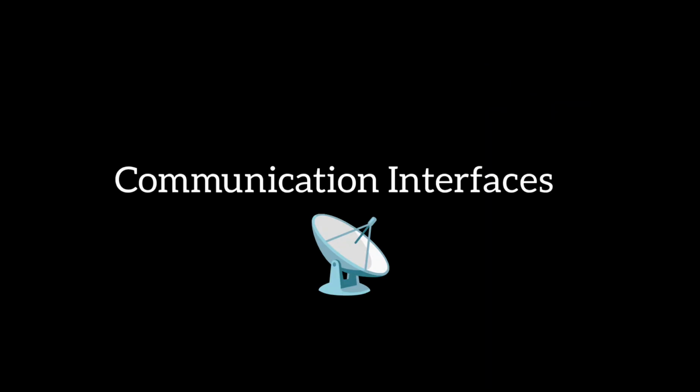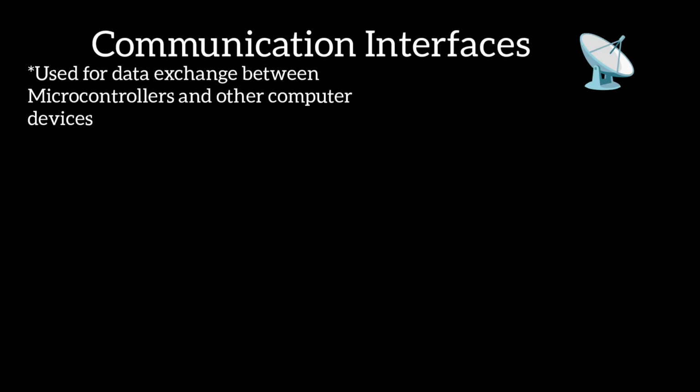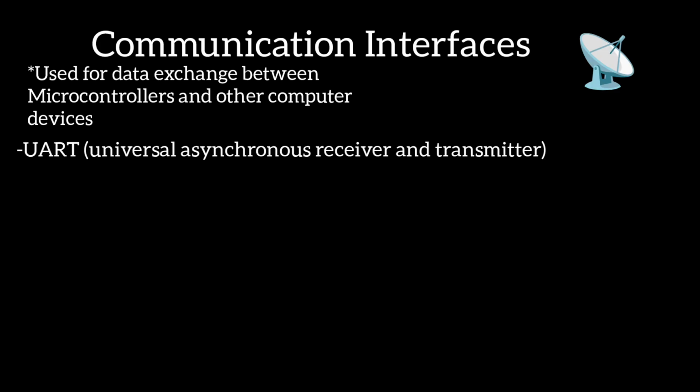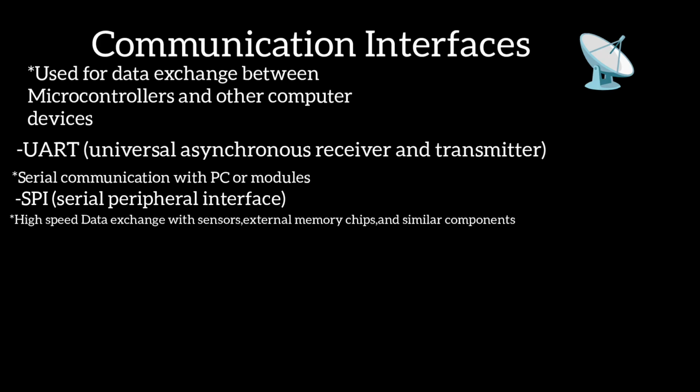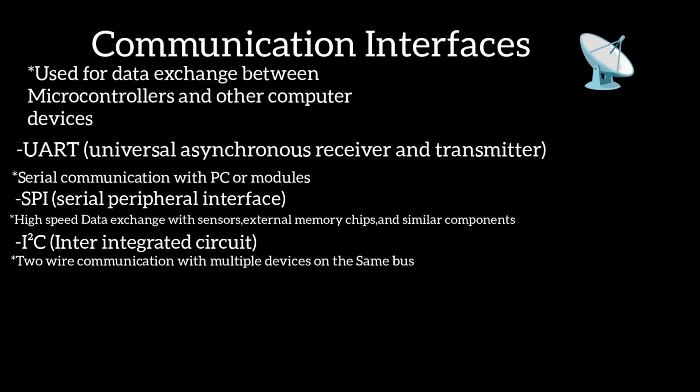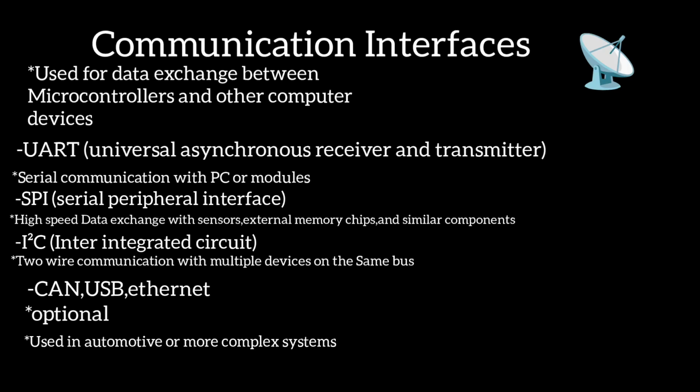7. Communication interfaces, used for data exchange between the microcontroller and other devices. UART, Universal Asynchronous Receiver and Transmitter, serial communication with PCs or modules. SPI, Serial Peripheral Interface, high-speed data exchange with sensors, memory chips, and similar components. I2C, inter-integrated circuit, two-wire communication with multiple devices on the same bus. CAN, USB, or Ethernet, optional, used in automotive or more complex systems.